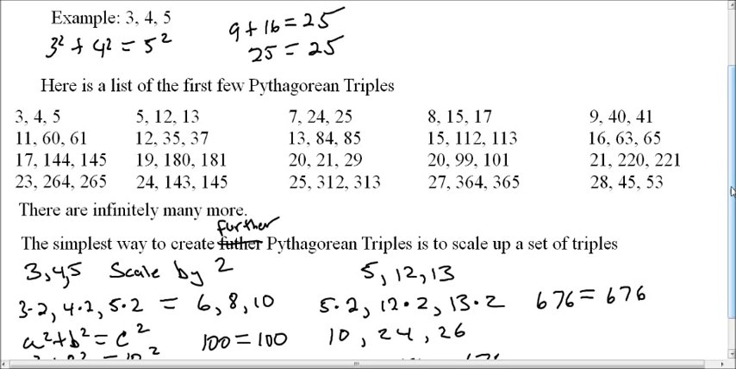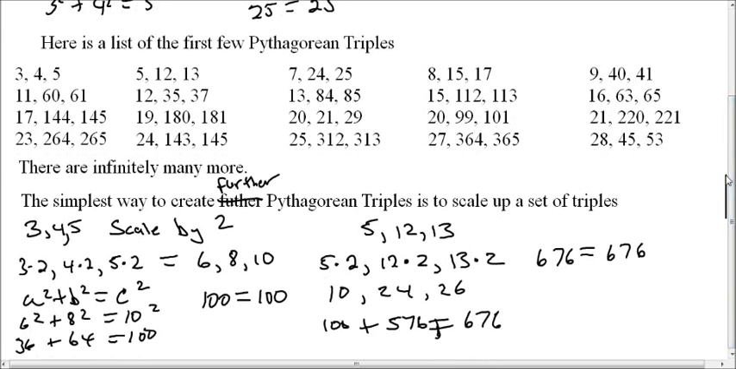Now, the simplest way to create further Pythagorean triples is to scale up a set of triples. For instance, if we looked at 3, 4, and 5 and scaled it by 2, we multiply 3 by 2, 4 by 2, and 5 by 2, and we come up with another triple, which is 6, 8, and 10.